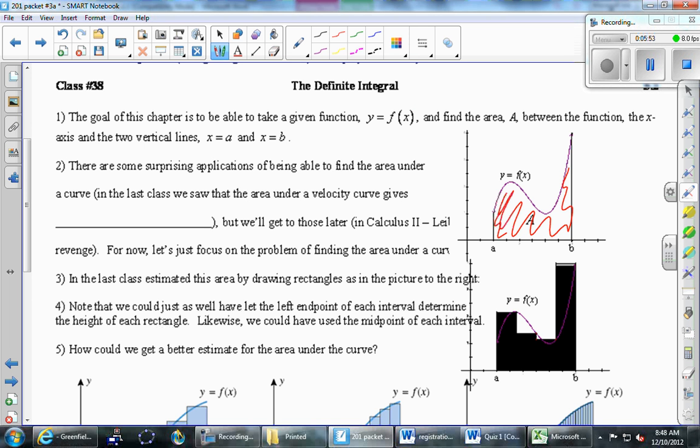Number two says there are some surprising applications of being able to find the area under a curve. In the last class, we saw area under a velocity curve gives what? Good.